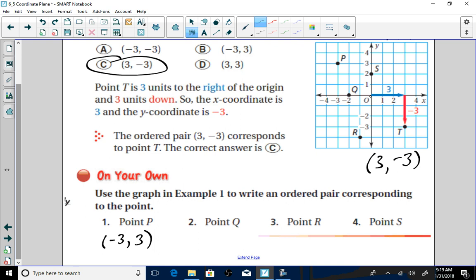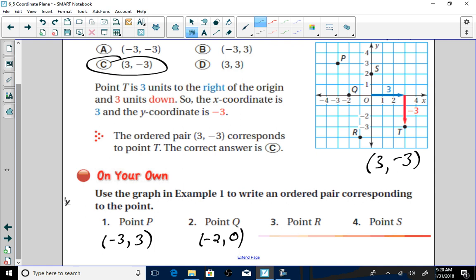Let's look at point Q. My x direction is 2 to the left. So that is negative 2 in the x direction. And then notice for point Q, I don't go up or down. I don't have to leave the x-axis. So that means my y value is 0. Along the vertical number line, Q is located at 0. So your y value is 0.